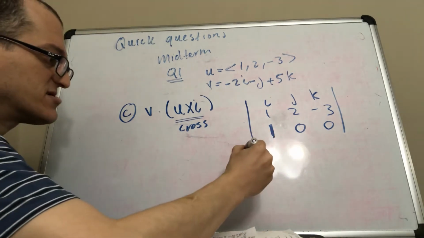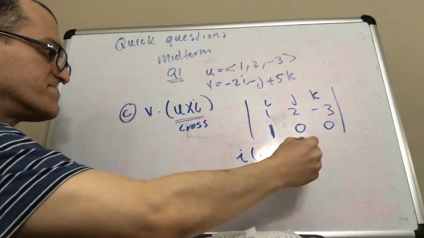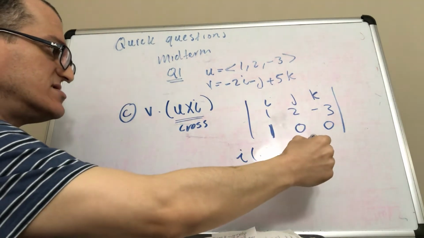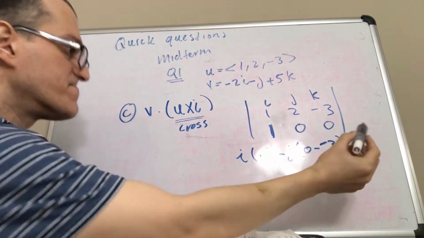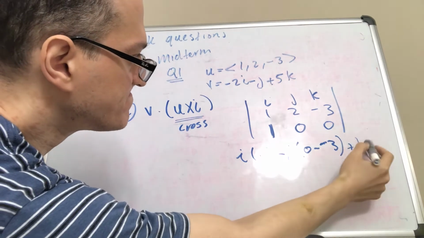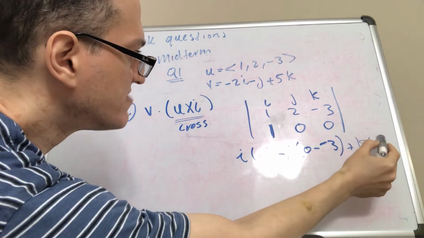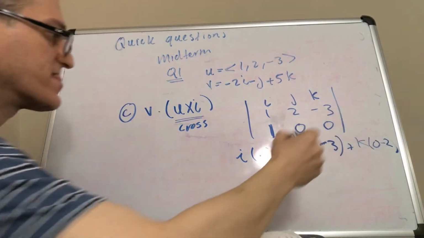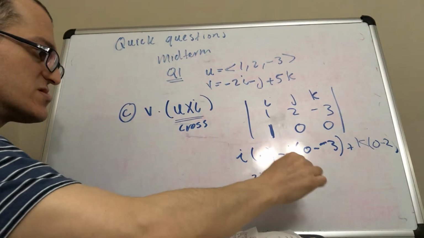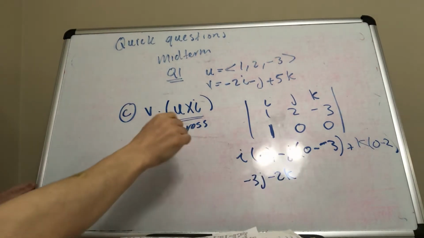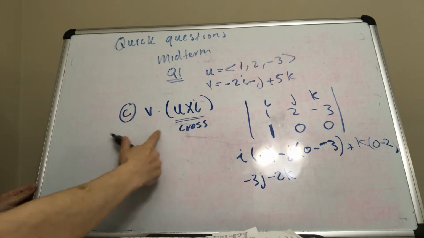We do the cross multiplication, and the i would be 0, and the j would be 0 minus 3, and the k would be 0 minus 2. So this is negative 3j, negative 2k. So now we have the result of the cross multiplication. Now we do the dot product.